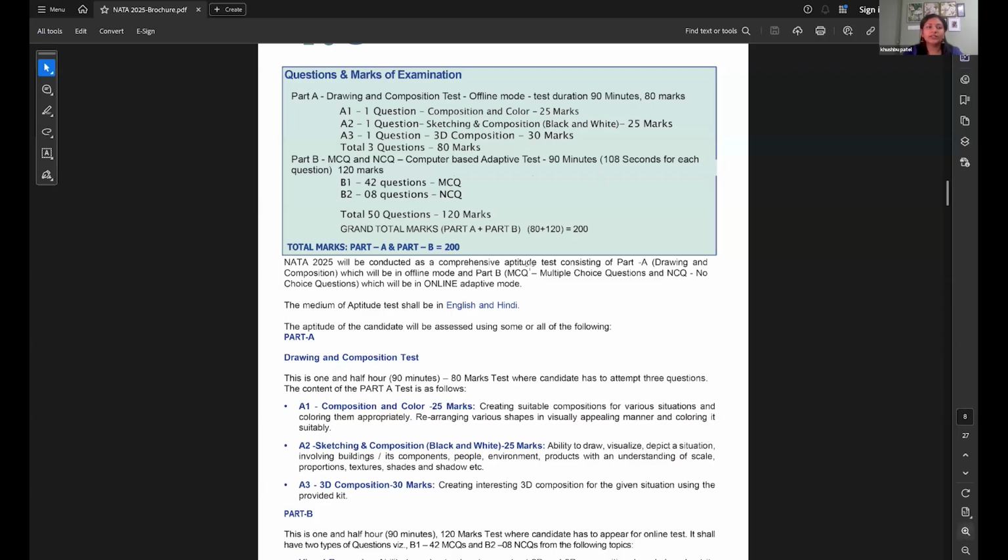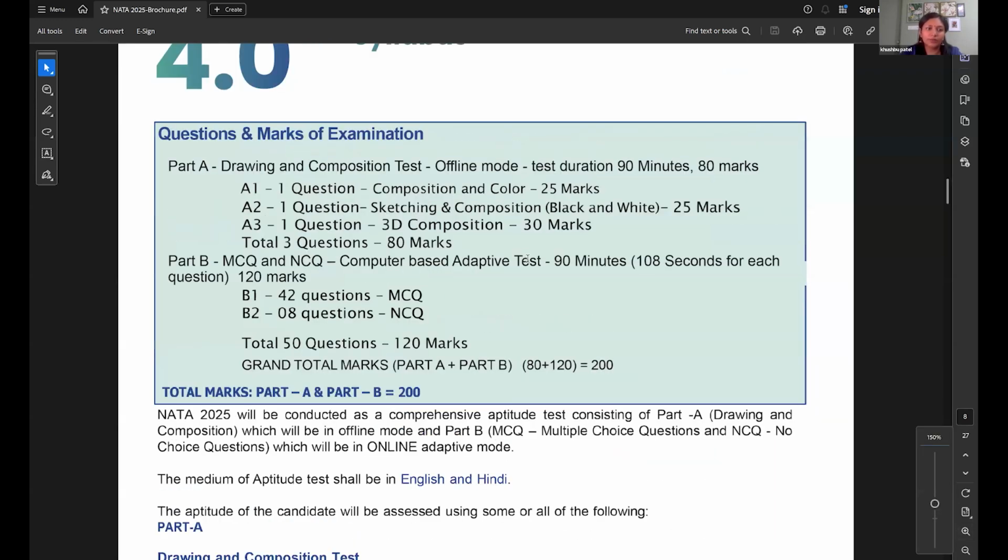As ma'am has explained, there are going to be 2 parts to the NATA examination, part A and B. Part A looks into the drawing and composition test, where they want to check your composition, color sense, sketching quality, and 3D model making skills. The total duration given for part A is 90 minutes, which will have 3 questions, A1, A2, A3. Each will contain 25, 25, and 30 marks, which makes a total of 80 marks. We will look into each category of these questions and what can be asked in detail later. Let's look into the part B specifications.